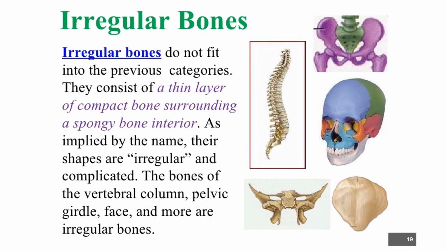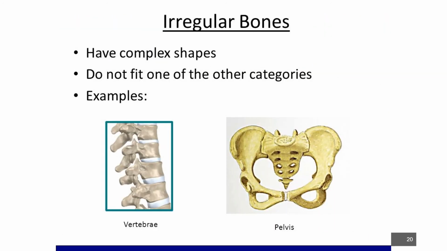Irregular. Again, like I said, they do not fit into previous categories. They consist of a thin layer of compact bone surrounding a spongy bone interior. As implied by the name, their shapes are irregular and complicated. The bones of the vertebral column, pelvic girdle, the face, and more are irregular bones. Their shapes are a little different from the other bones, but of course very important. Examples of irregular bones are the vertebrae and pelvis.